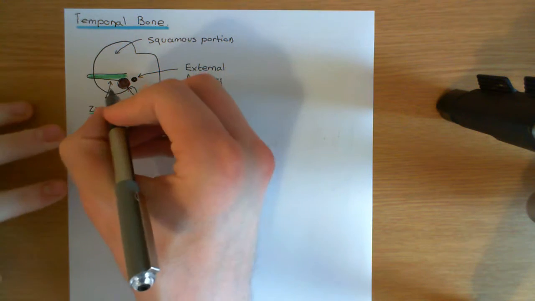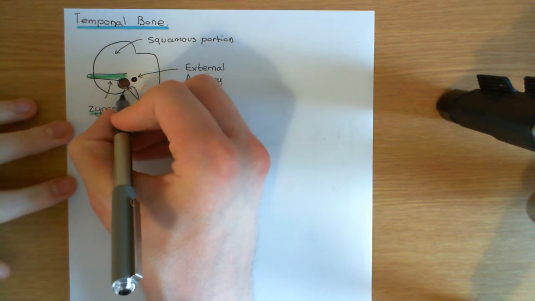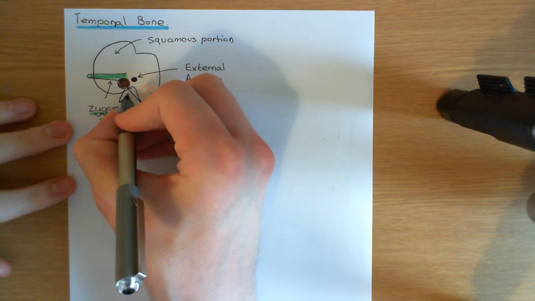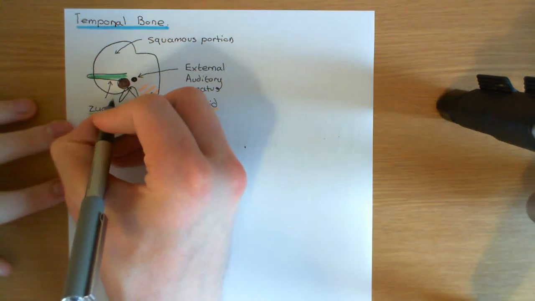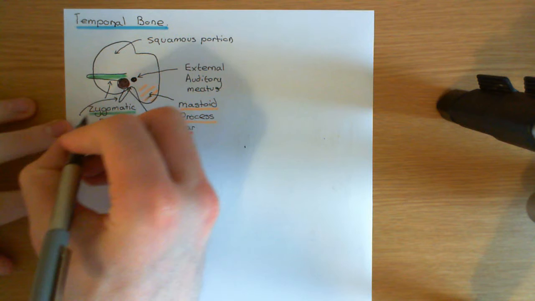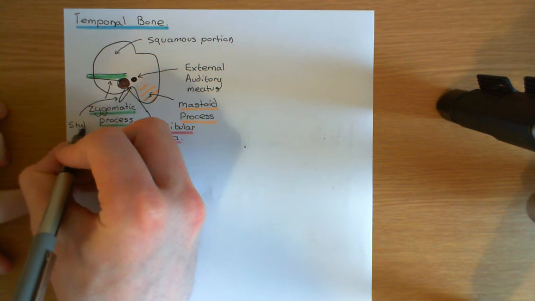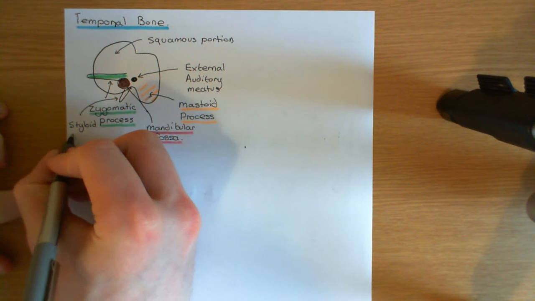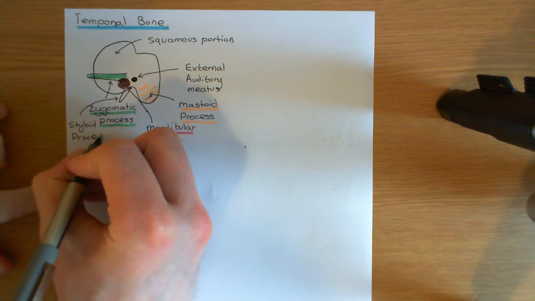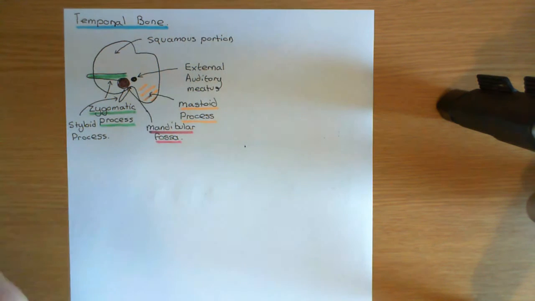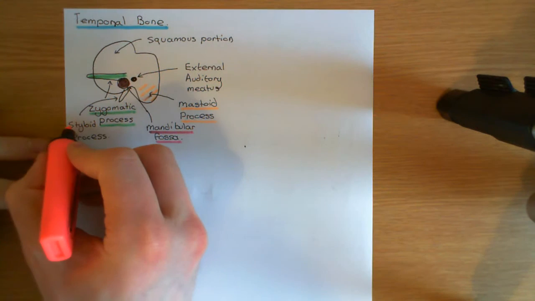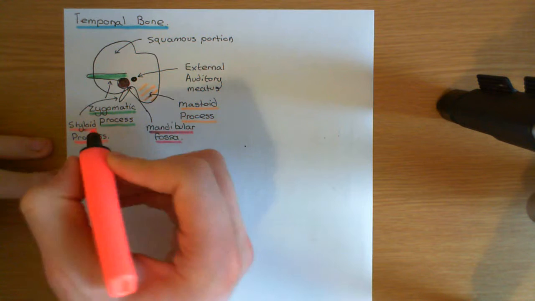Okay, one more thing to add on here is the styloid process, which is a little sort of spike of bone coming down here, like so. So this is the styloid process, and several muscles attach onto the styloid process, and indeed muscles attach onto the mastoid process as well of the temporal bone. Okay, so there is the styloid process.